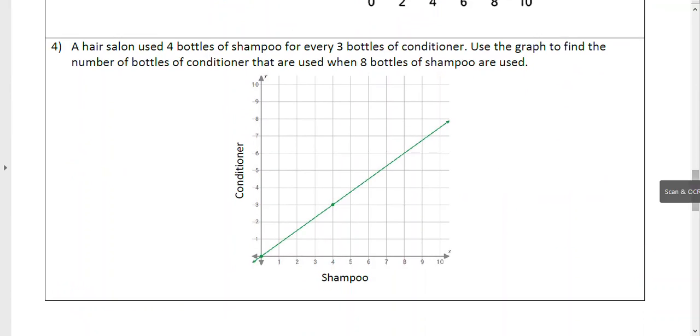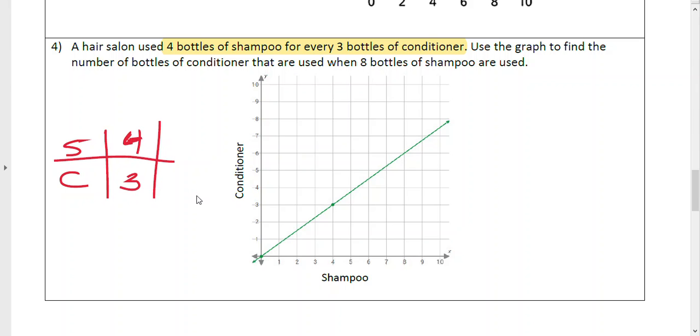For number 4, it says a hair salon uses 4 bottles of shampoo for every 3 bottles of conditioner. Use the graph to find the number of bottles of conditioner that are used for 8 bottles of shampoo. So I'm going to make a quick little table. So I have shampoo to conditioner, and they're giving me the ratio of 4 bottles of shampoo for 3 bottles of conditioner. So 4 bottles of shampoo to 3 bottles of conditioner. And then they're asking for 8 bottles of shampoo. And I'm looking for the conditioner.